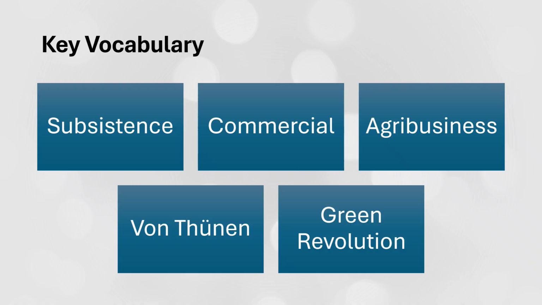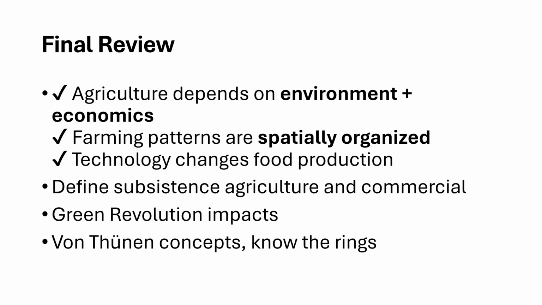Make sure you know the key vocabulary: subsistence, growing for family; commercial, growing for money; agribusiness, big corporations farming instead of family farms; the von Thunen model, understanding perishability, distance, cost; and the Green Revolution, designed to help less developed countries grow crops to feed their populations.